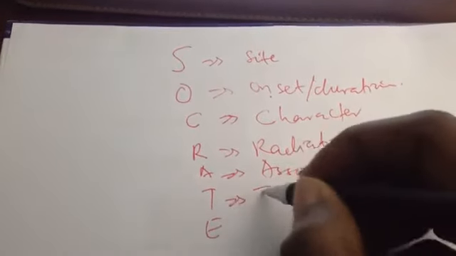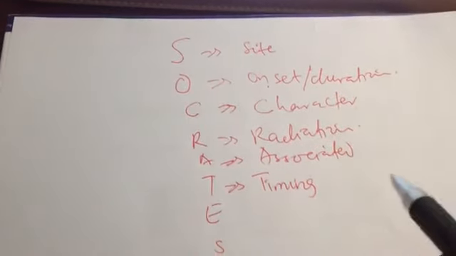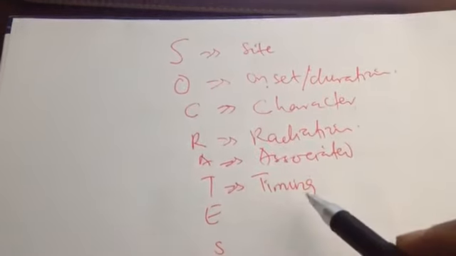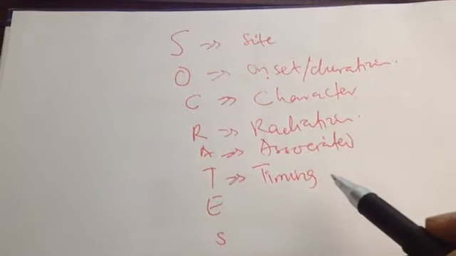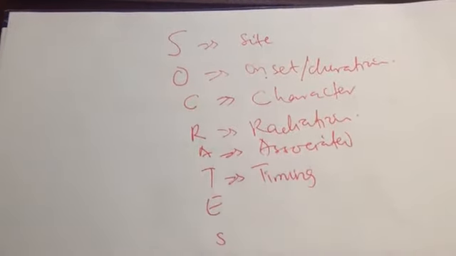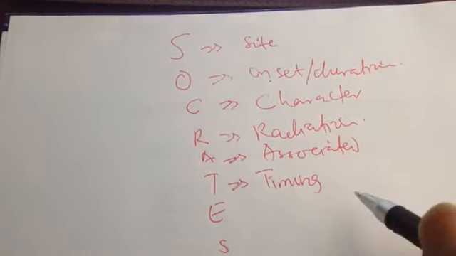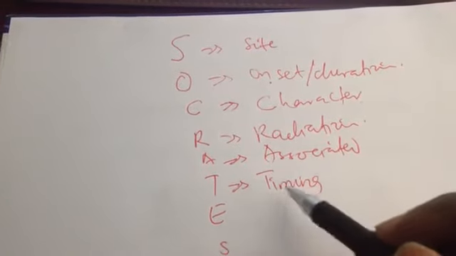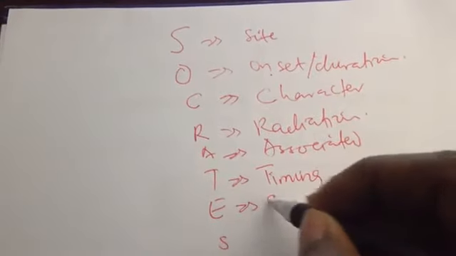Then timing: at which time does this pain mostly occur? For example, someone with a peptic ulcer, mostly the pain is at night. Especially if it is a duodenal ulcer, mostly the pain is at night actually. So that is it.